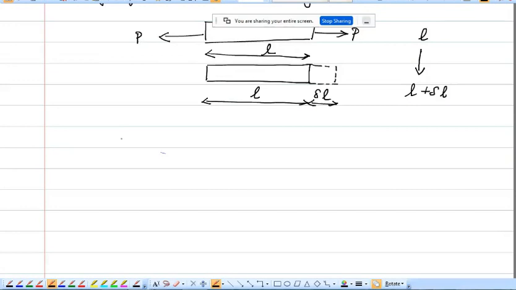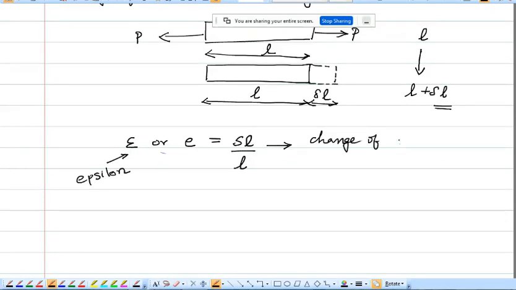The strain is indicated by the letter epsilon or the letter E. It is denoted by the letter epsilon or E. So the strain is given by the change of dimension. What is the change of dimension? This delta L is the change of dimension, to the original length. So I can define strain as the change of dimension to the original length.